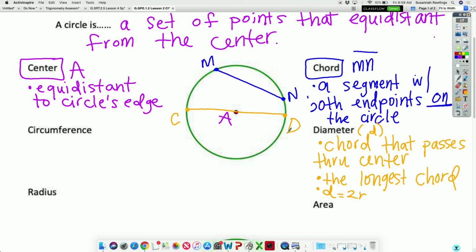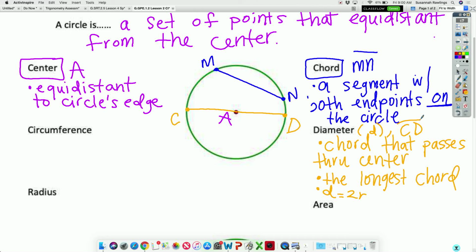CD. And make sure it just looks so much nicer when you have a ruler and colors. It just looks beautiful. Okay, so that's our diameter. How would I name that diameter? Steven, how would you name the diameter? We want 2 points if it's a line segment. CD, very good. And we need our little line segment over it.